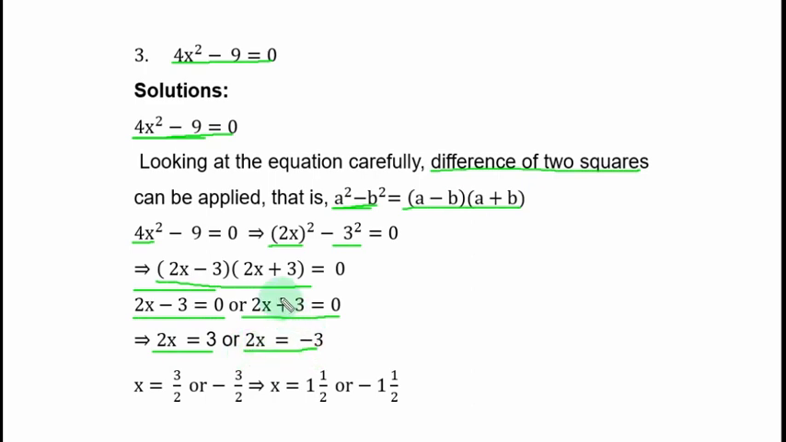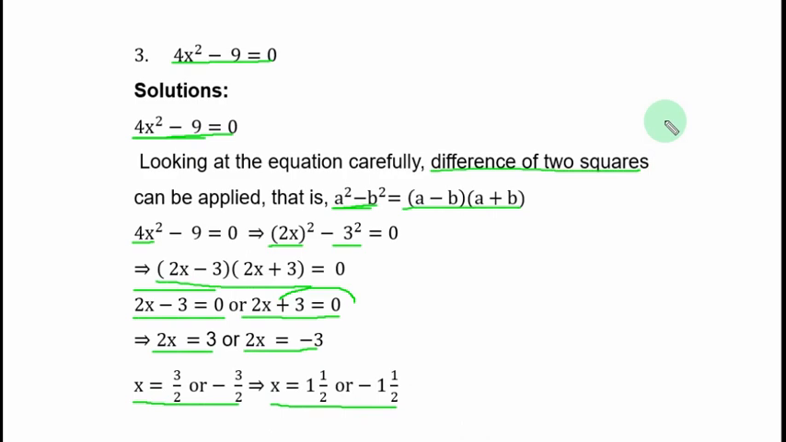When this term crosses over here, it becomes negative. So to get x, you divide both sides by 2. So you have x equal to 3 over 2 or minus 3 over 2. If you express it in mixed fractions, you have x equal to 1 whole number 1 over 2, or minus 1 whole number 1 over 2.